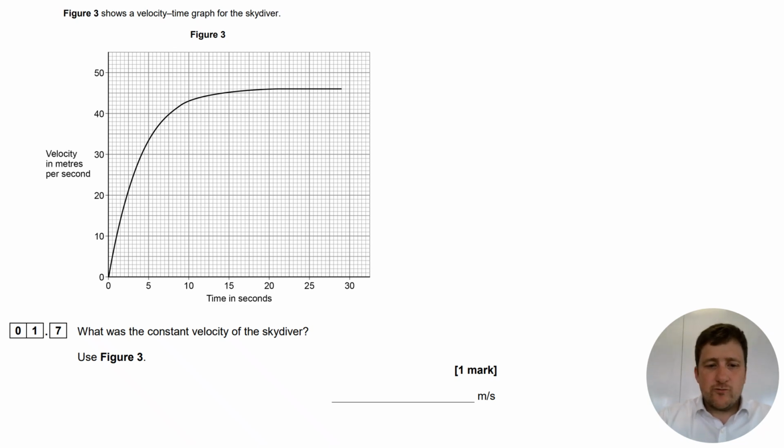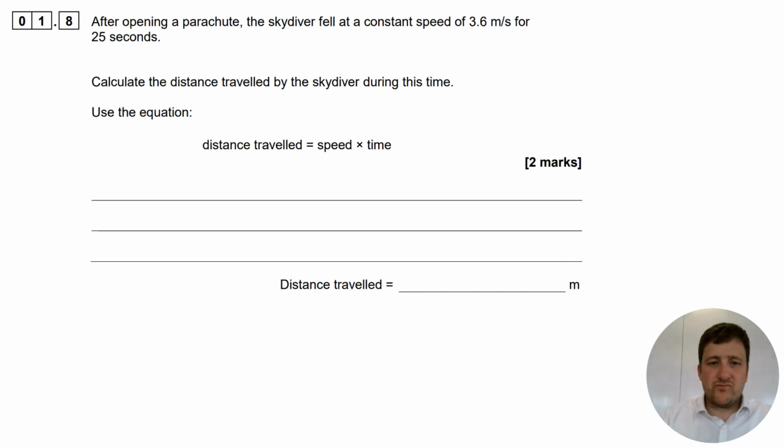Same graph, exact same graph. What was the constant velocity? Well, this is where if you look at a graph and try and look for all these different points first, it makes it far easier. We've already done this. Drawn with a straight line, it comes across to 46 meters per second. And again, that's your velocity you're going across the y-axis.